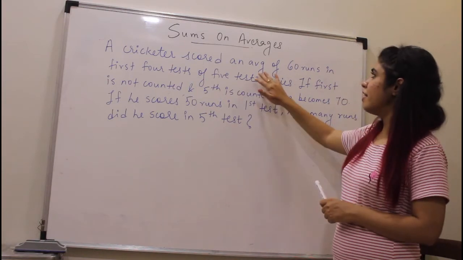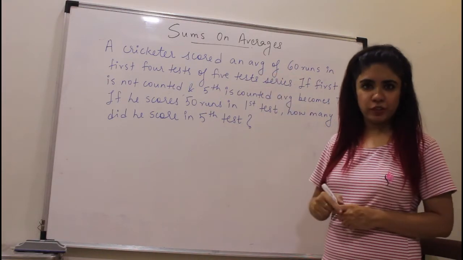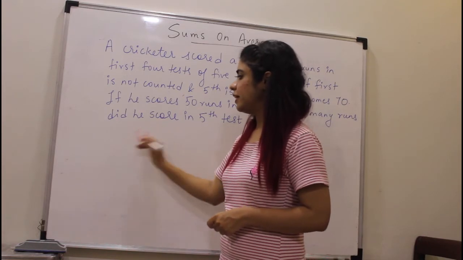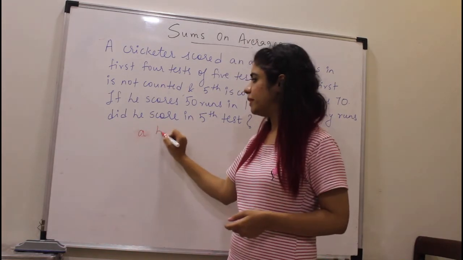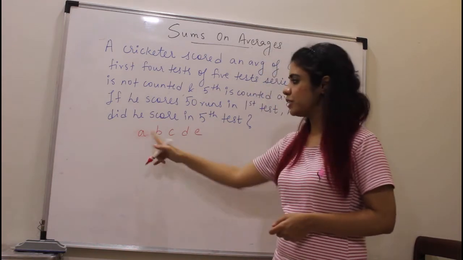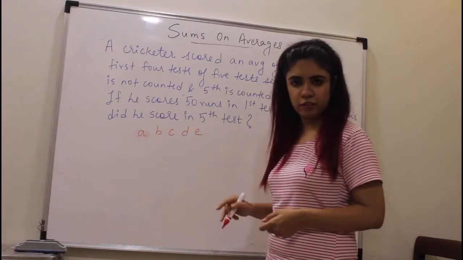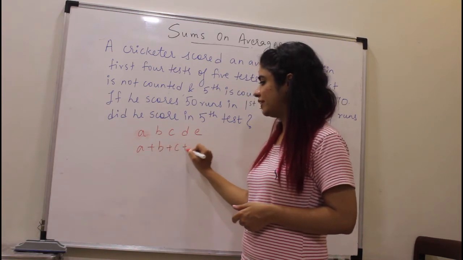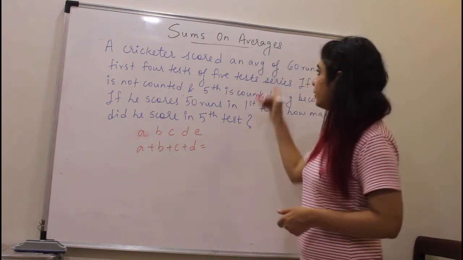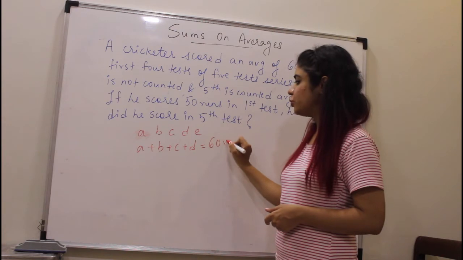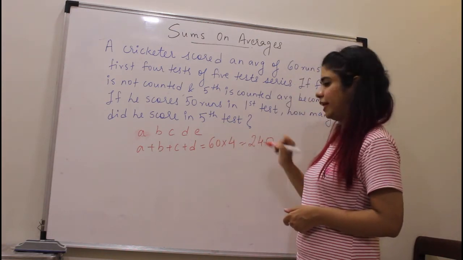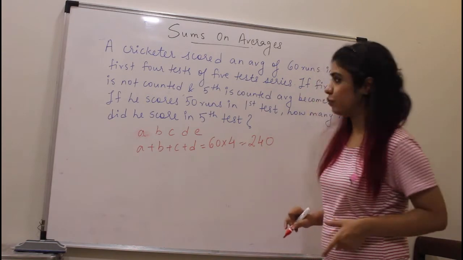See, his average was 60 runs in the first 4 tests. So let's call the tests A, B, C, D, E. Test 1, test 2, test 3, test 4, test 5. So if I ask you what is the sum of the first 4 tests, it will be the average into the number of tests. So that will become 240. This was the sum of the first 4 tests.